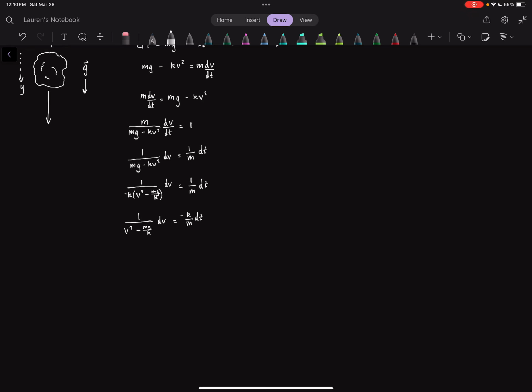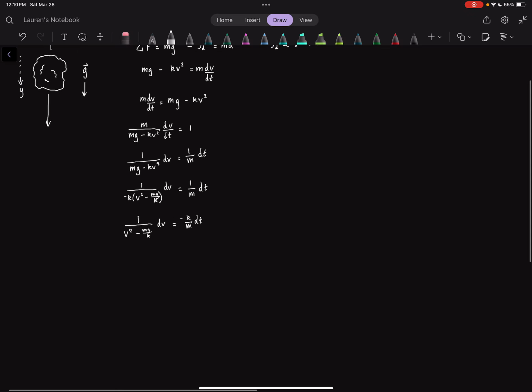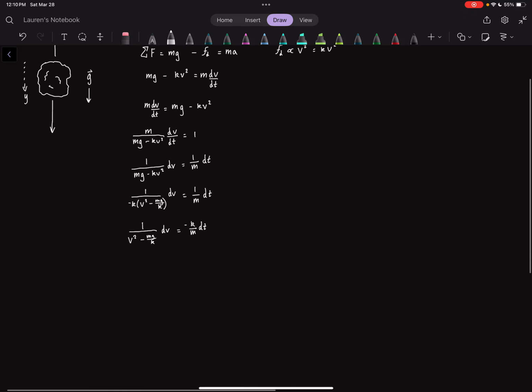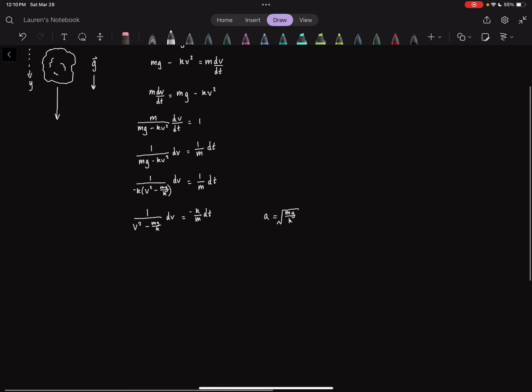And what we can do is rewrite this in terms of a variable that I'm going to choose to be a. So we can set a equal to the square root of mg over k. And we'll see later what the significance of that choice is. But for now, that allows us to say that we have 1 over v squared minus a squared dv on the left and minus k over m dt on the right.